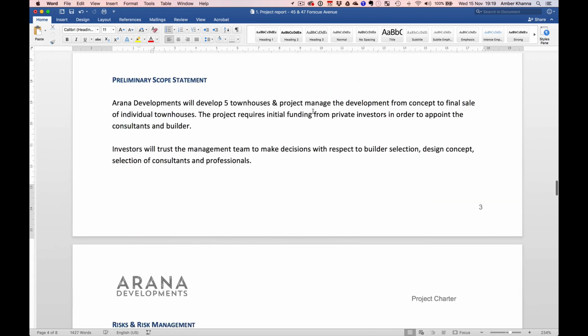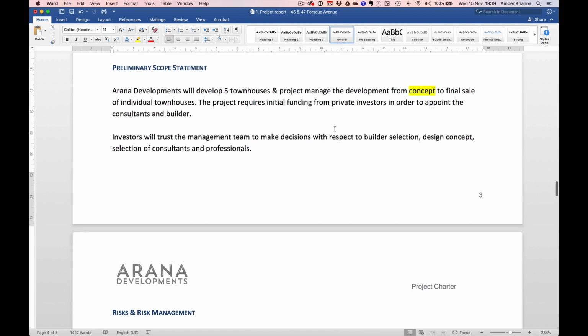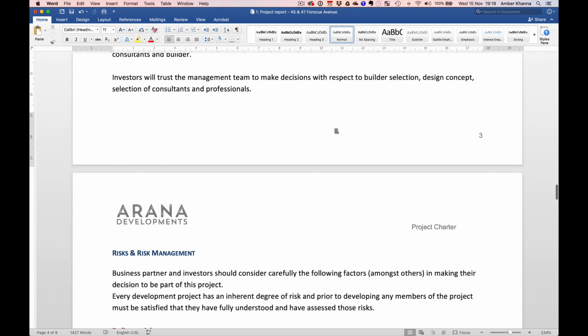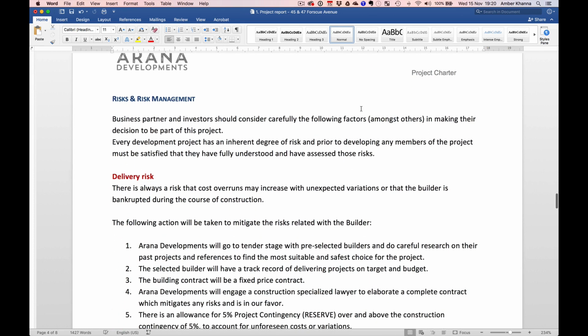Potential business. We'll develop 5 townhouses and project manage the development from concept. No, the concept stage, you're already past the concept stage. Concept stage is when it hasn't got any of that. To final sale, the project requires initial funding from private investors. Investor will trust management team to make decisions with respect to this.